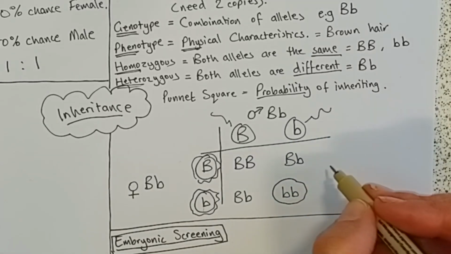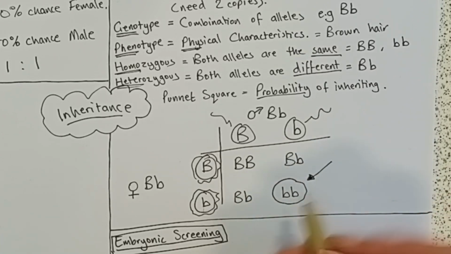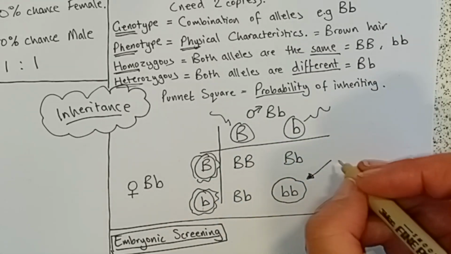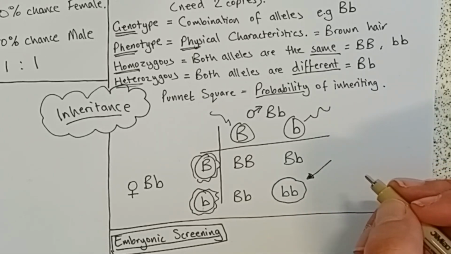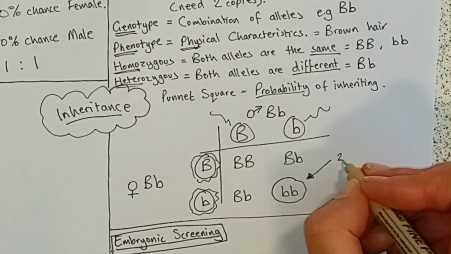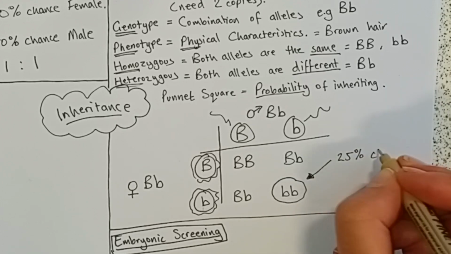I need to remember to label that diagram because this is only worth 1 mark in an exam. By labelling it with the probability and the phenotype, that's where I get my other 2 marks. So I need to say it's a 25% chance.